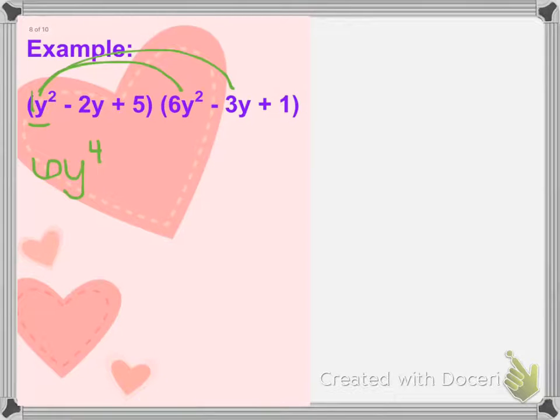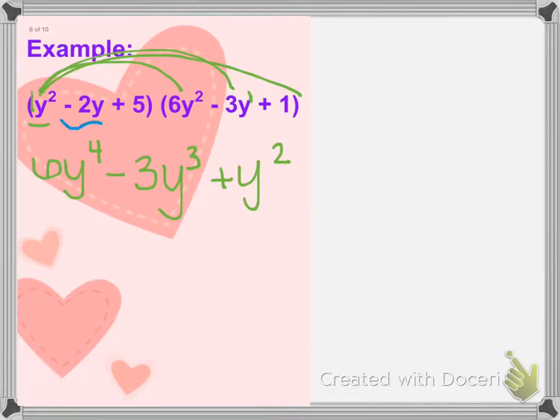1 times negative 3 is negative 3. In total I have 3 y's, 2 and 1. Then I do y squared times 1, which is just y squared. I'm out of things to distribute the y squared to, so now I move and start distributing the negative 2y. Negative 2 times 6 is negative 12y to the third.